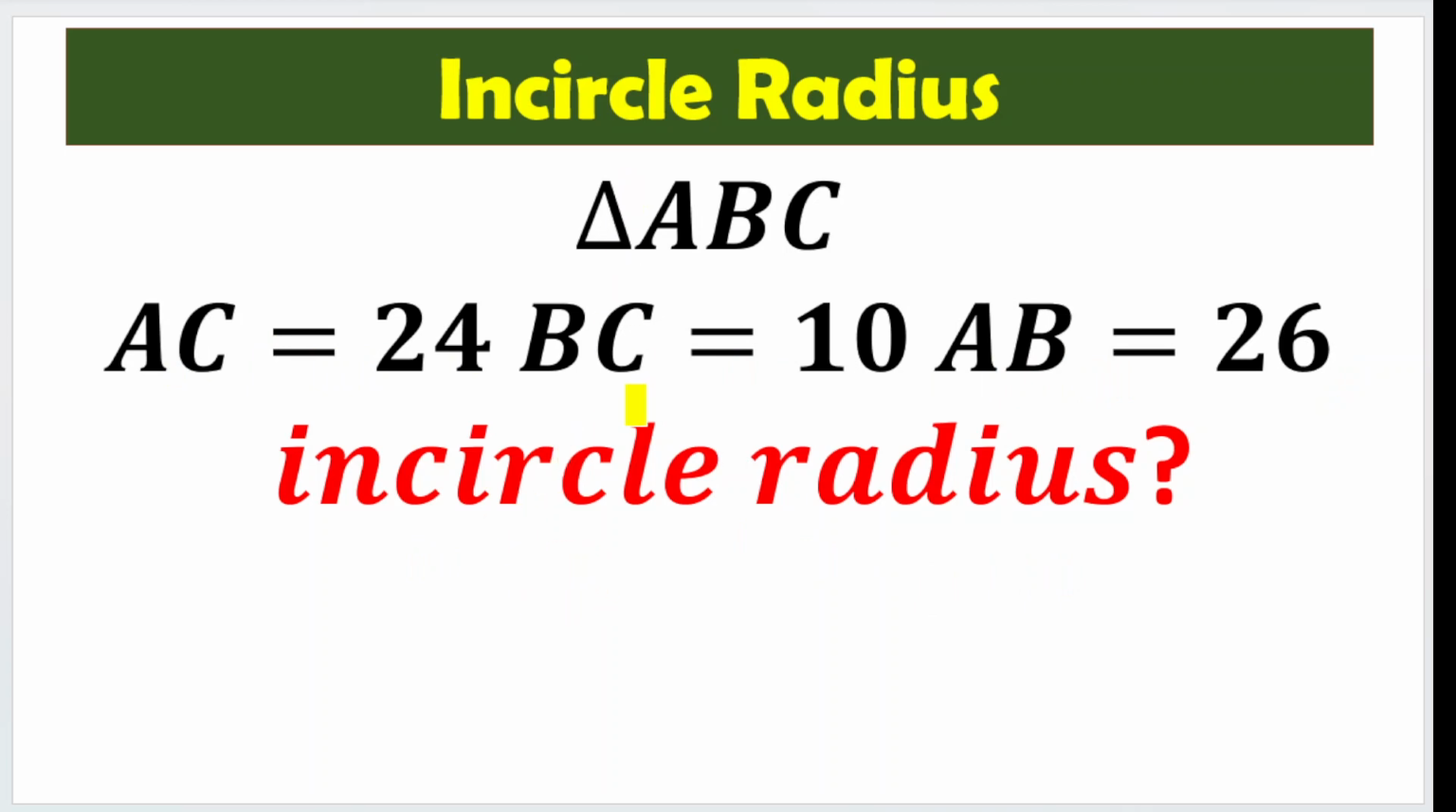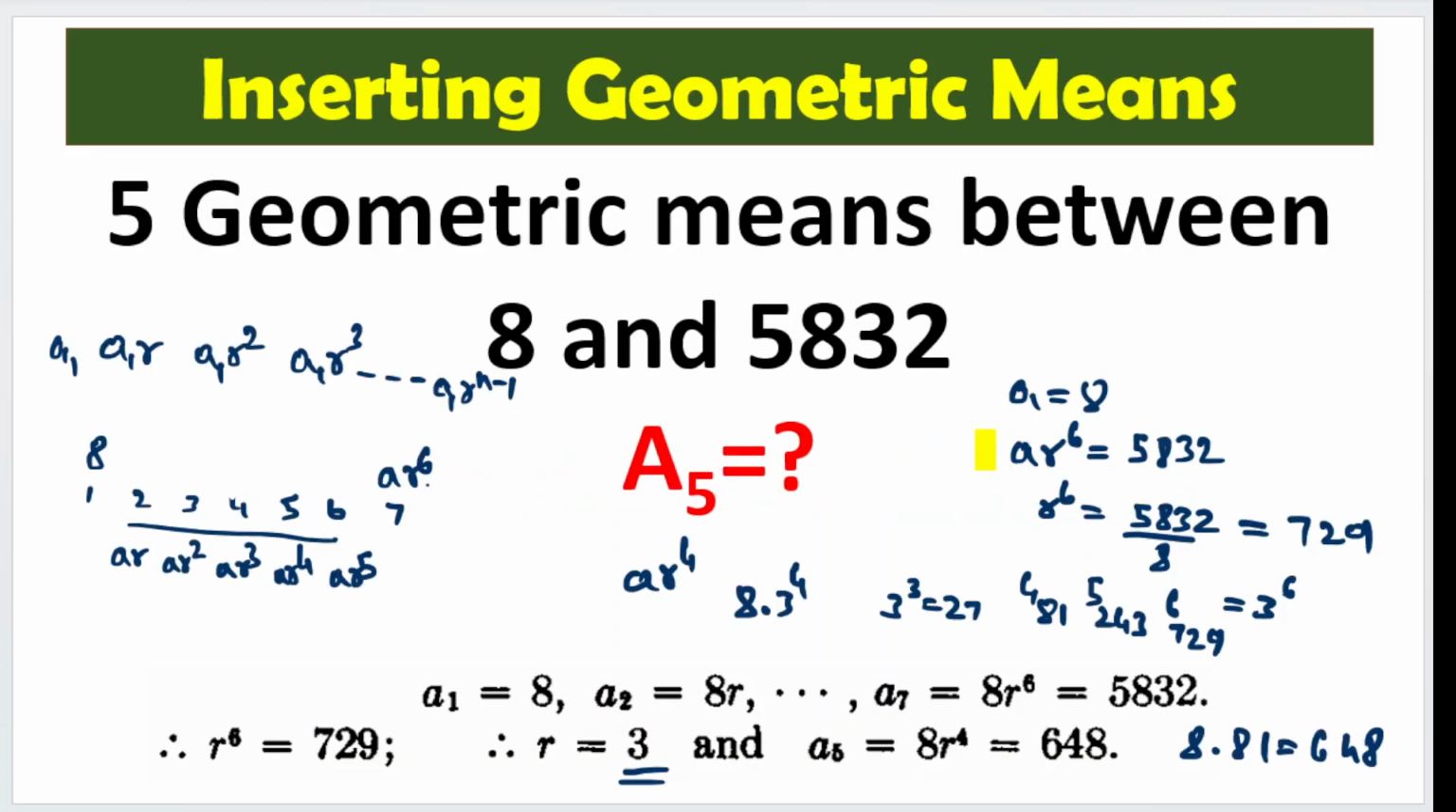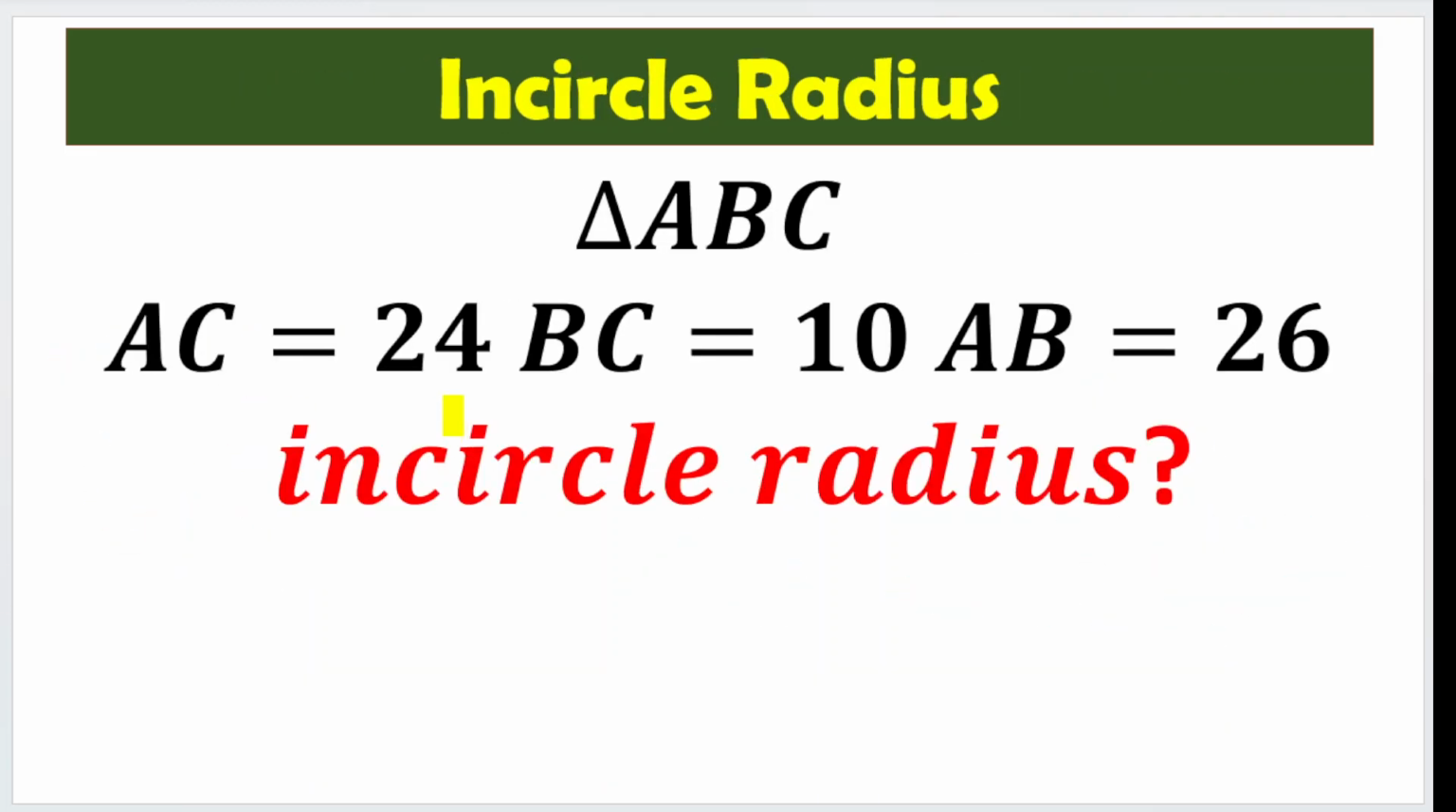It looks very complex, but when we are given these sides, we should instantly recognize that this is actually a right angle triangle. 24 squared, which is 576, plus 10 squared, 100, gives 676. The root of 676 is actually equal to 26. So this is a right angle triangle.